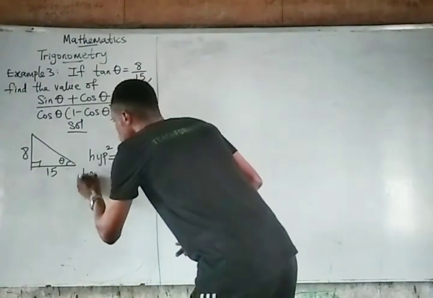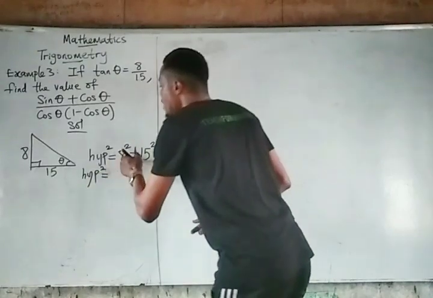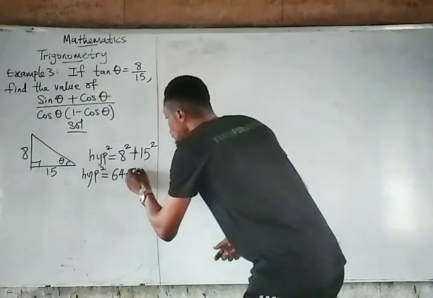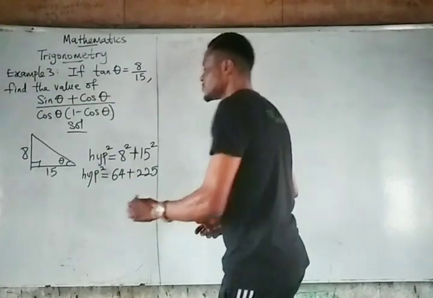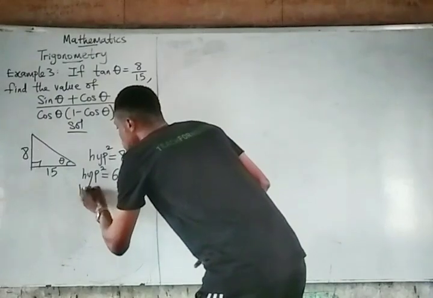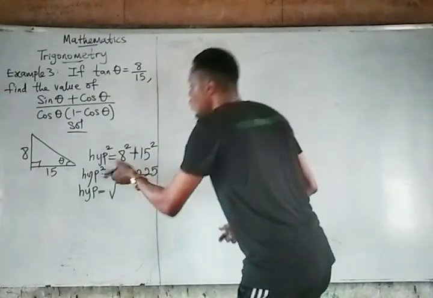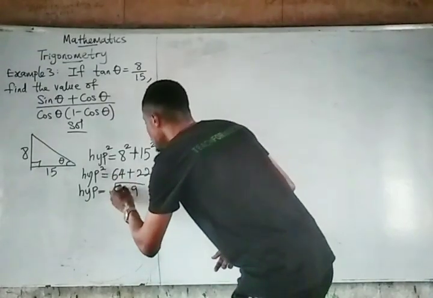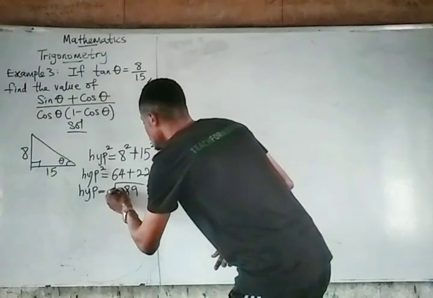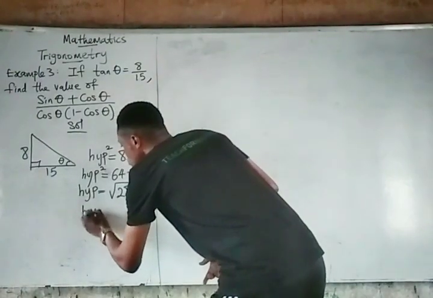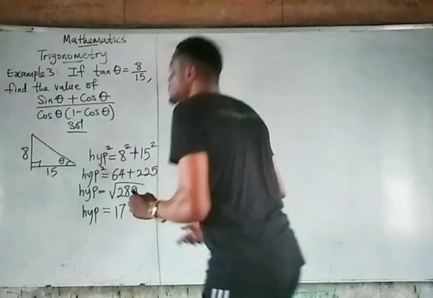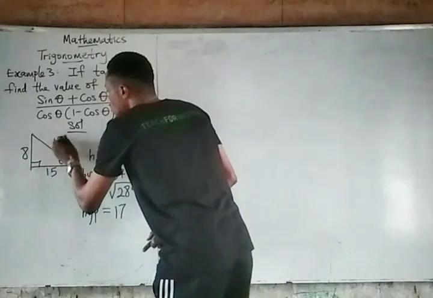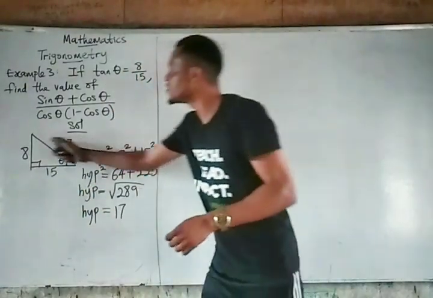The hypotenuse square is going to be 8 raised to power 2, we have 64, then plus 15 raised to power 2, which will give us 225. The hypotenuse, without wasting time, is going to be the square root of the addition of the two. So we are going to have 289, and the hypotenuse is equal to 17. We have this side to be equivalent to 17. Now we have the 3 sides.